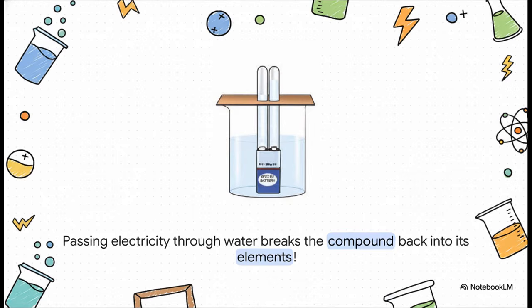So these elements, they combine in a fixed ratio, like always two hydrogen atoms for one oxygen atom in water, and a chemical reaction happens that bonds them together to form a compound. And just like you need a chemical reaction to make it, you need a chemical method, like passing electricity, to break it apart. You can't just take a strainer and filter out the oxygen from water, can you?